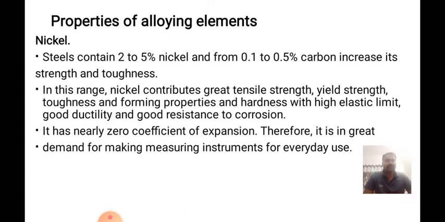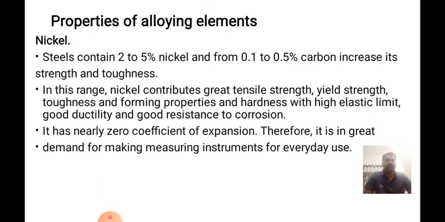And we know that every component manufactured from steel must possess the strength and toughness for the application, as well as from the functional point of view, is it? It means that a component manufactured from steel containing nickel can be used anywhere in industry as well as in engineering applications. That's why that component must possess the strength and toughness.